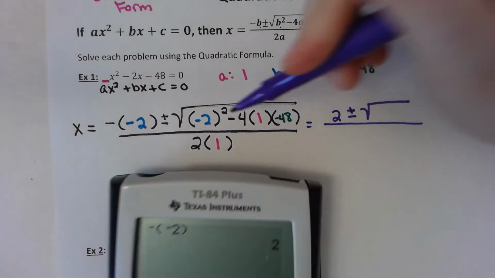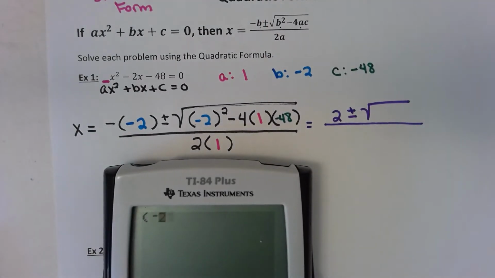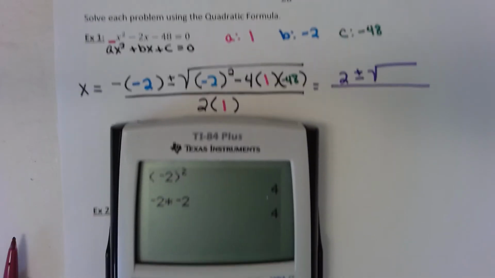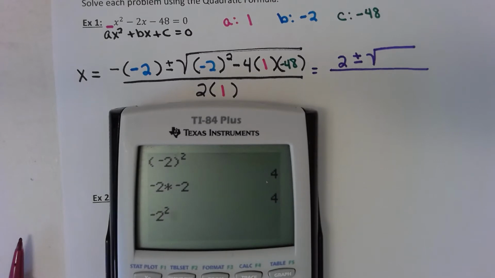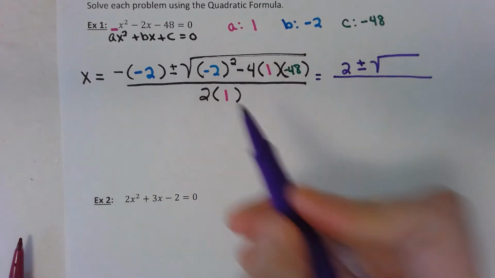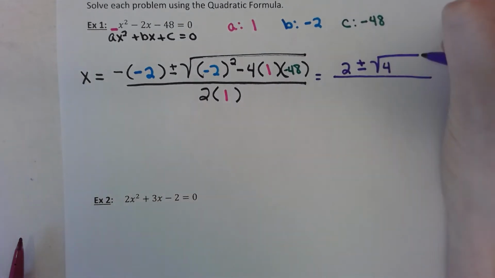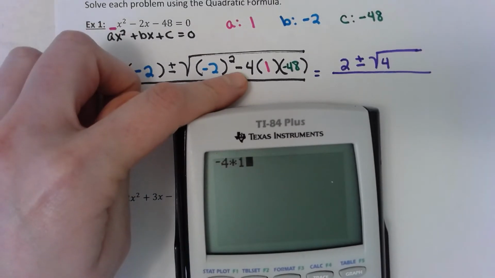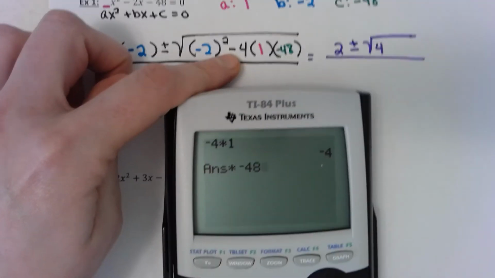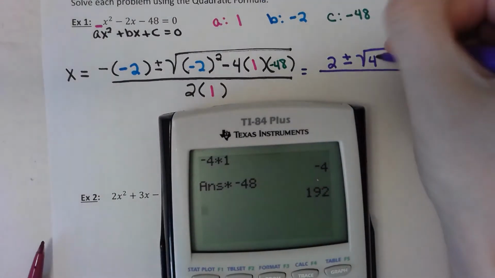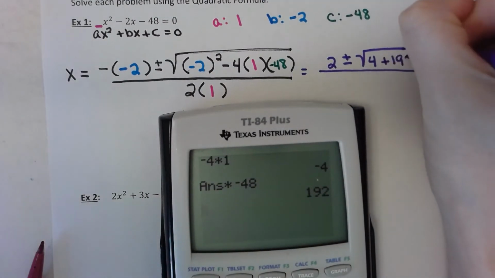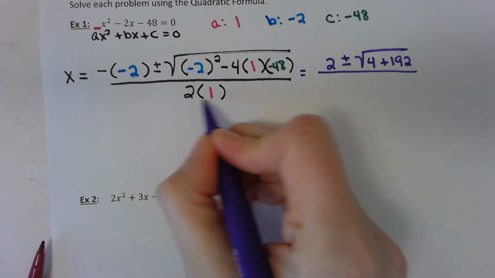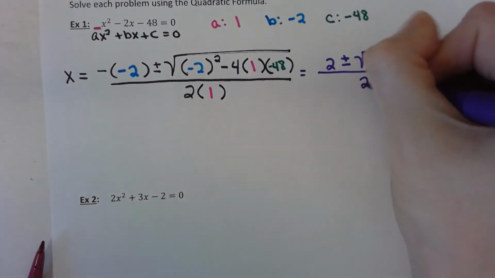Okay, so I want to demonstrate why we need parentheses right here. If I do negative 2 squared, this is what we want. It's telling us negative 2 times negative 2. But whenever you leave the parentheses off, that is actually a different answer. So make sure that you put that there. That should be 4. Now I'm also going to do the multiplication here. I've got a negative 4 times 1 and then times a negative 48, which ends up giving me 192. Since it's positive 192, I'm going to put plus 192. And on the bottom row, I've got 2 times 1, which gives me 2.